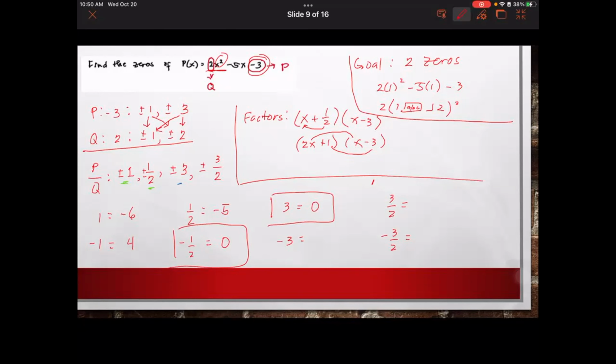Now, the zeros na meron tayo, magkakaroon tayo ng negative 1/2 and positive 3. So, this is in the increasing pattern na. So, that is negative 1/2 and positive 3.